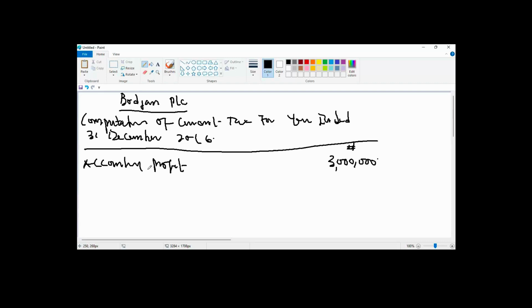The accounting profit was after depreciation of 200,000 on property, plant, and equipment. Don't forget, this is a disallowable expense. I would say depreciation on PPE. What do I do to depreciation on PPE? I will add back. See, disallowable. They only grant capital allowance.